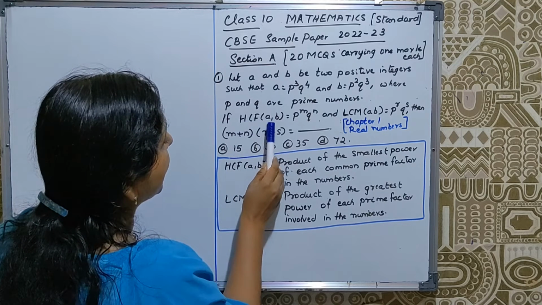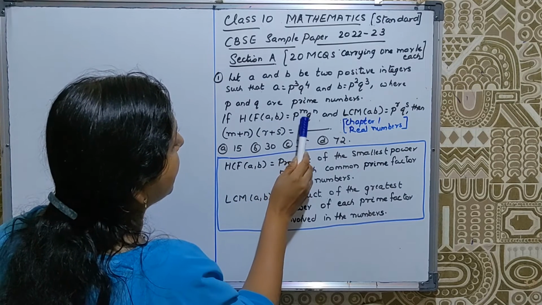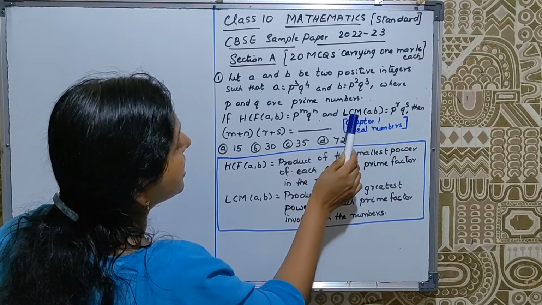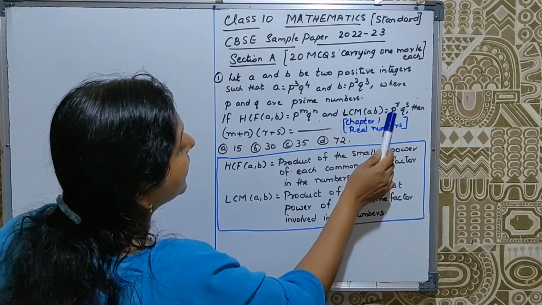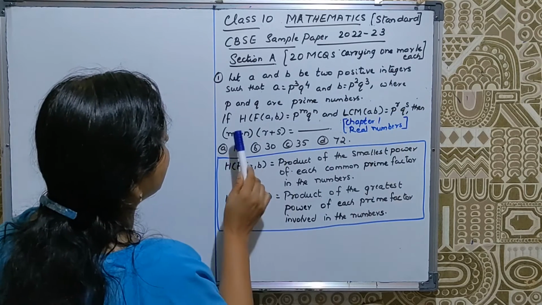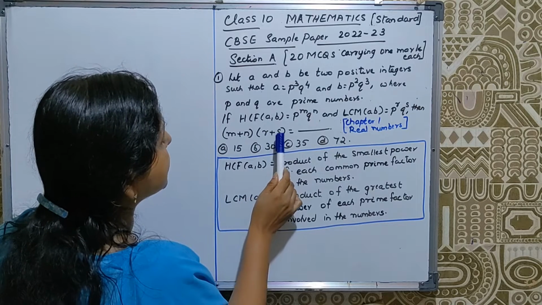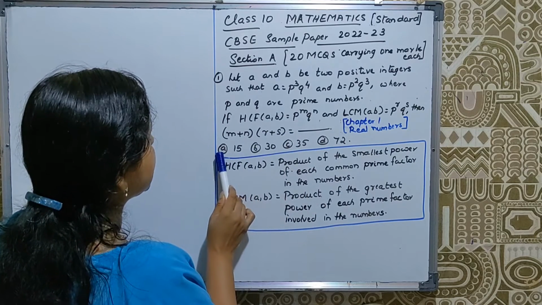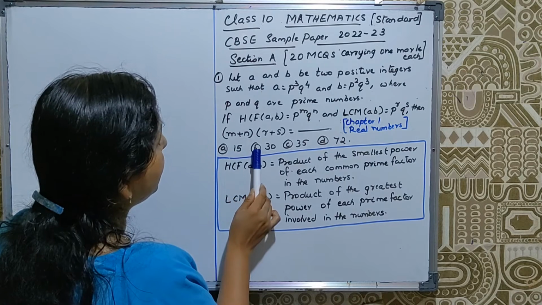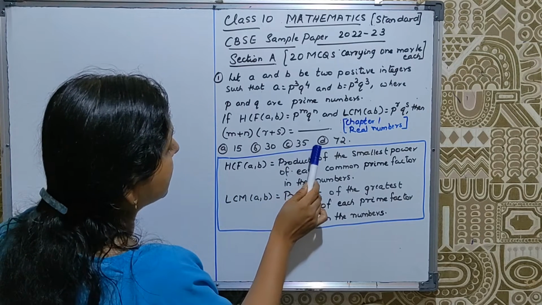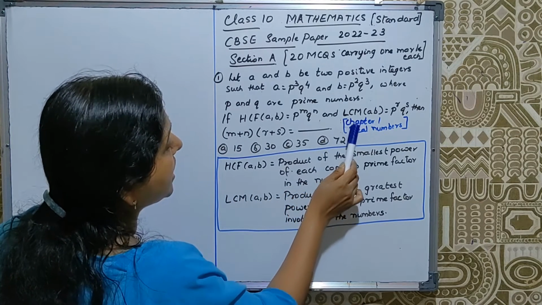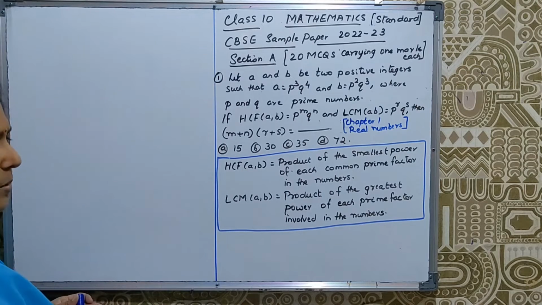If HCF of A comma B equal to P raised to M into Q raised to N and the LCM of A comma B equal to P raised to R Q raised to S, then M plus N into R plus S equal to dash. Choices are A 15, B 30, C 35 and D 72. It is based on chapter 1, real numbers.